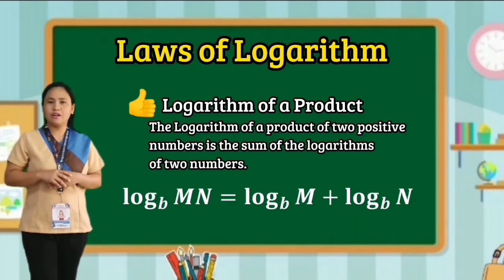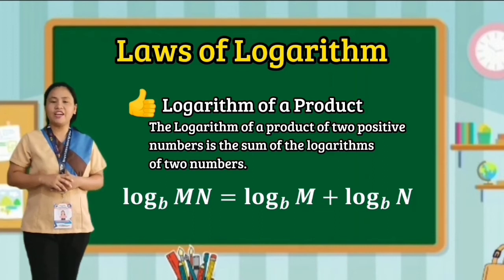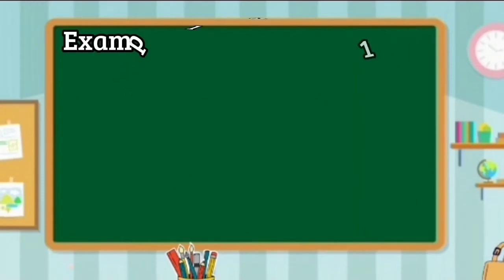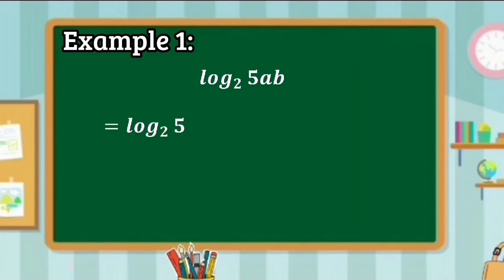Let us use the logarithm of a product in our examples. Example 1. Expand log of 5ab to the base 2. Making use of logarithm of a product, we have log of 5 to the base 2 plus log of a to the base 2 plus log of b to the base 2.